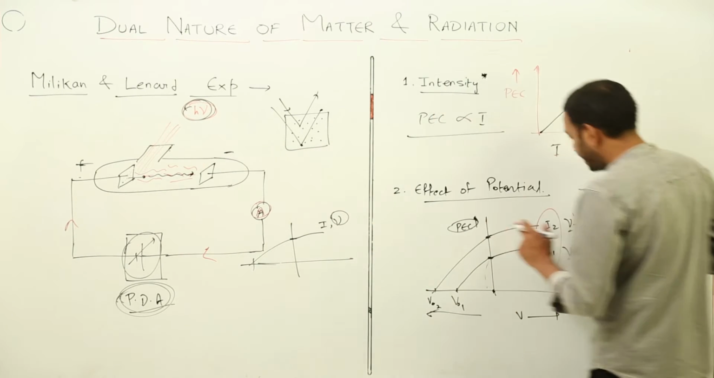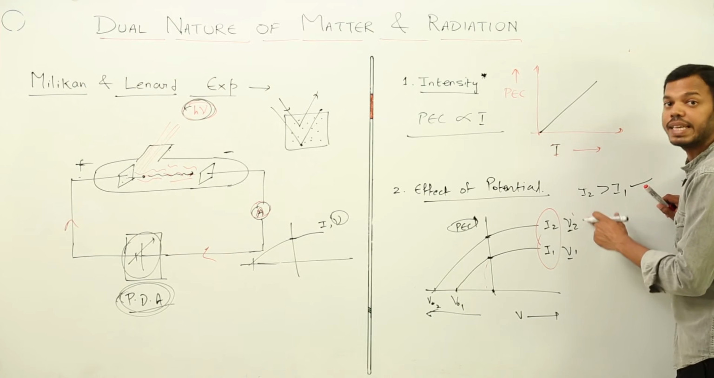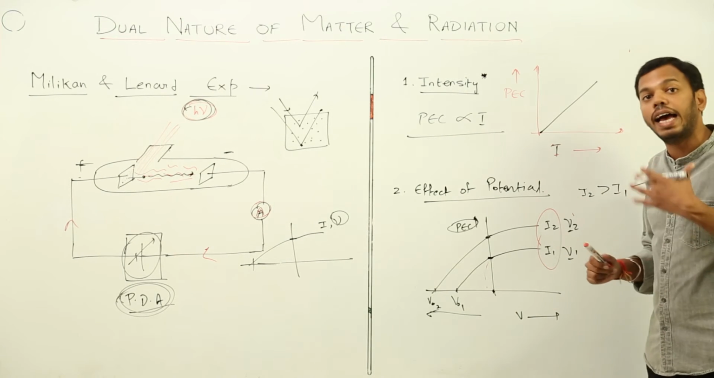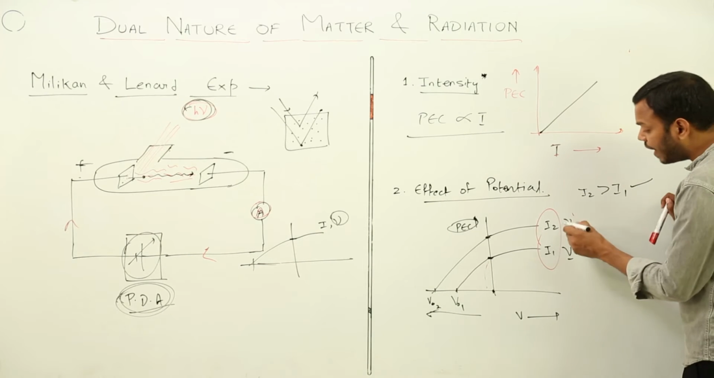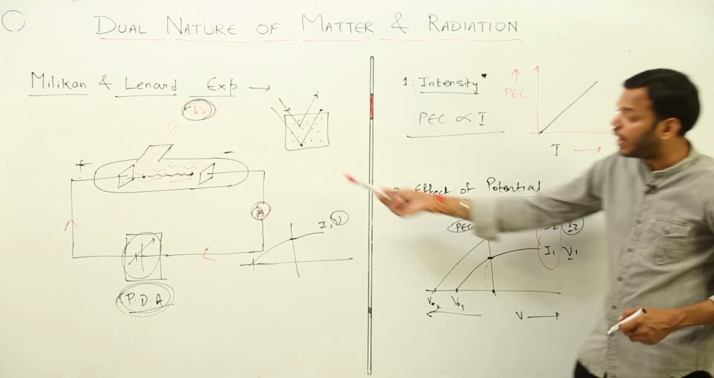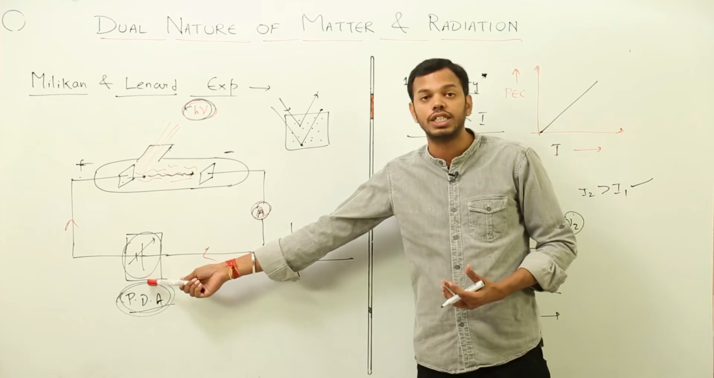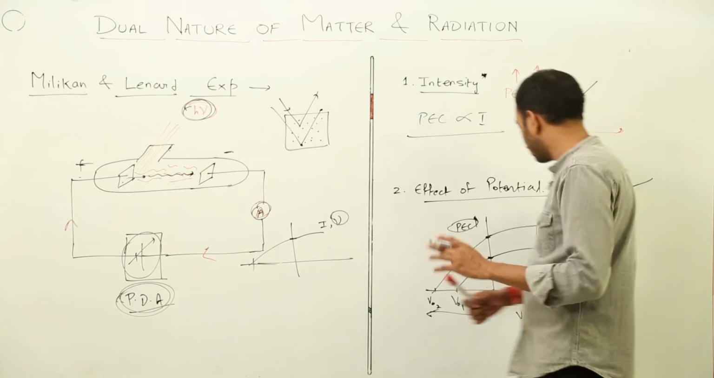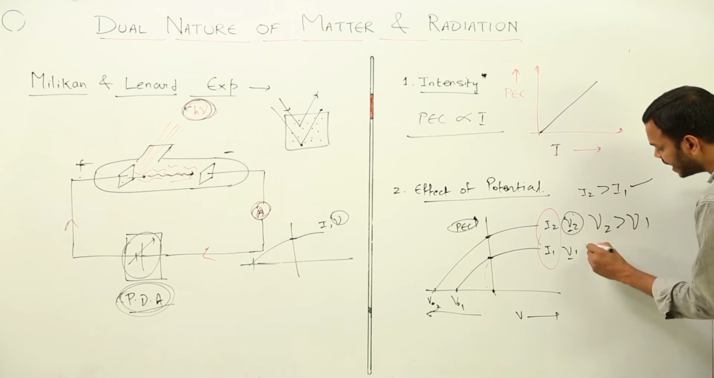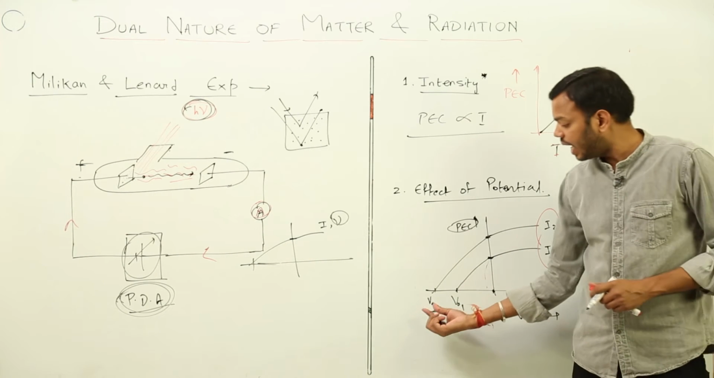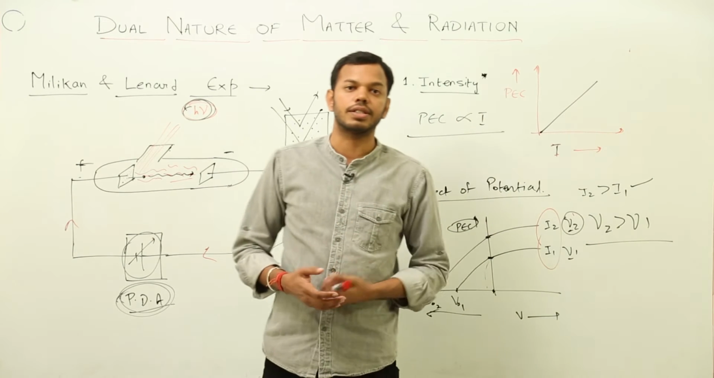Correct? Here I have shown two different frequencies. That means these two frequencies are giving different values of energy. Higher the value of frequency, higher will be the value of energy possessed by these electrons, and higher will be the value of stopping potential which is required to stop them. So here we can say that nu 2 is definitely greater than nu 1 because it had higher value of stopping potential. Alright, let's move on to some equations.